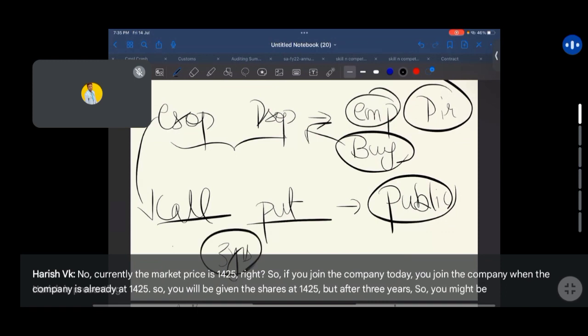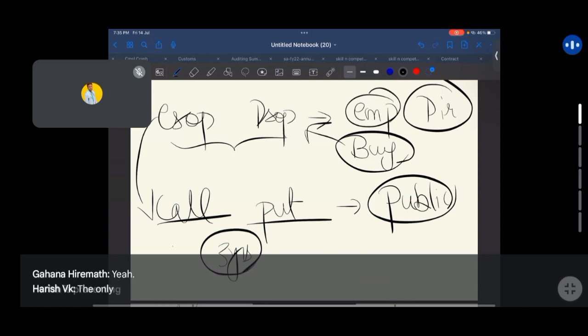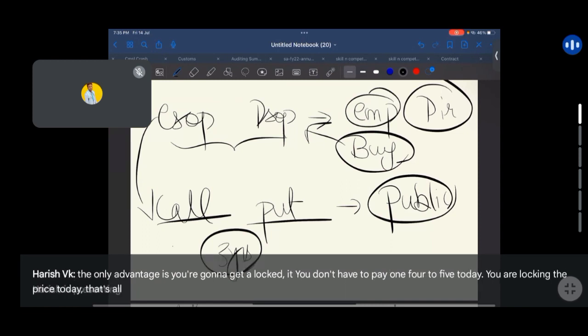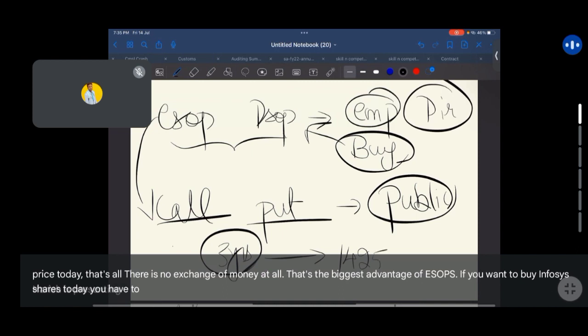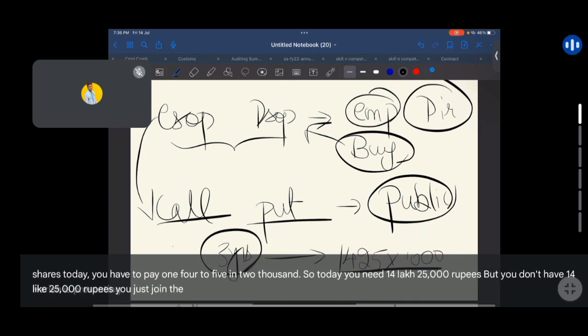So you might be wondering, what is the use of even buying ESOPs when I can go and buy it in the market, right? Yeah. The only advantage is you're going to get a lock-in. You don't have to pay 1425 today. You are locking the price today, that's all. There is no exchange of money at all. That's the biggest advantage of ESOPs. If you want to buy Infosys shares, today you have to pay 1425 into 1000. So today you need 14,25,000 rupees. But you don't have 14,25,000 rupees. You just joined the company, right?